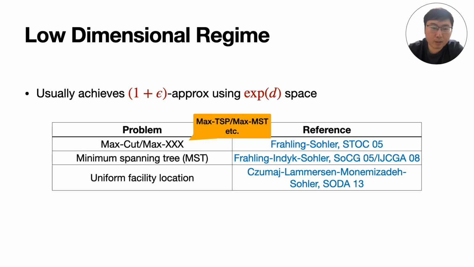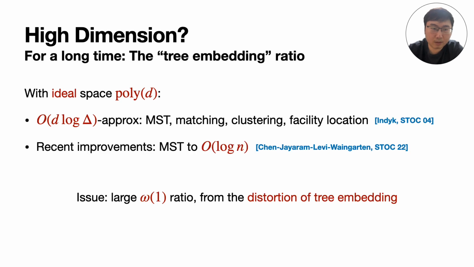Now, let's briefly mention the research progress in these regimes. For the low-dimensional regime, since we are allowed to use exponential in D space, it is not surprising to see many 1 plus epsilon approximations. Notably, we already know 1 plus epsilon approximation for max cut, MST, and facility location. Those are fundamental optimization problems.